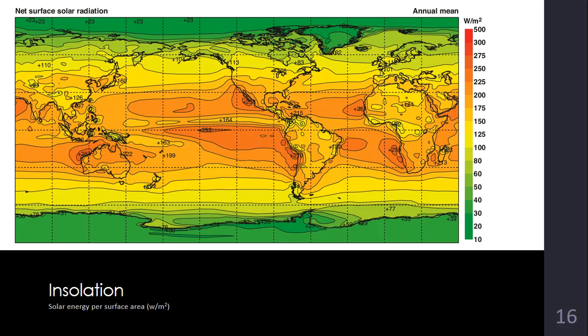Insolation is just a way to describe the solar energy per surface area, which is watts per square meter. So it's just how we measure and describe how much solar energy any given part of the globe is getting at any given time. So if we look here, this is the annual mean of net solar radiation, or insolation. You can see way more at the equator, less near the poles.